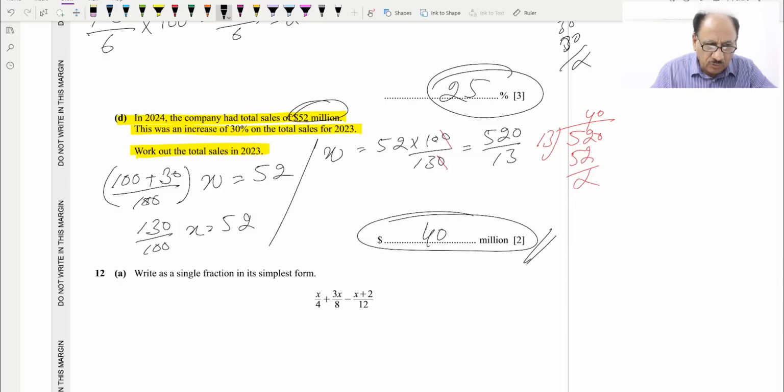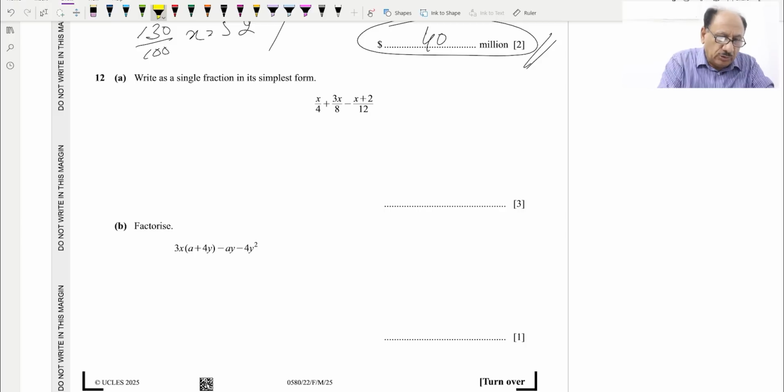Hopefully you understood this. Question number 12, A part. Write as a single fraction in its simplified form. This fraction is provided which we need to change into. So we will be equalizing the denominators, and how will be equalizing? We will be writing like x over 4. We can multiply this and this by 6, and plus this next will be 3x over 8.